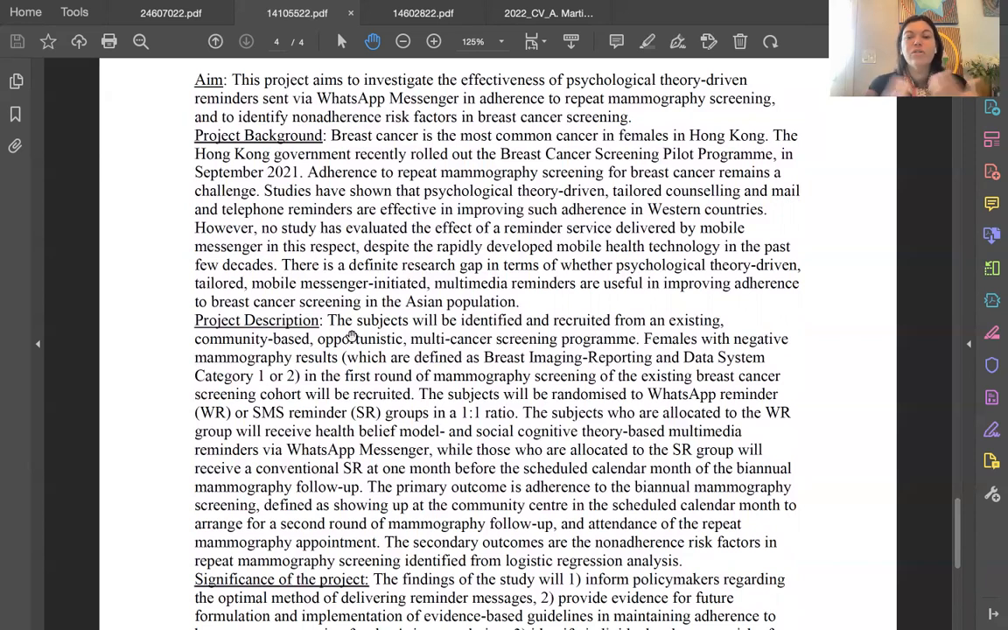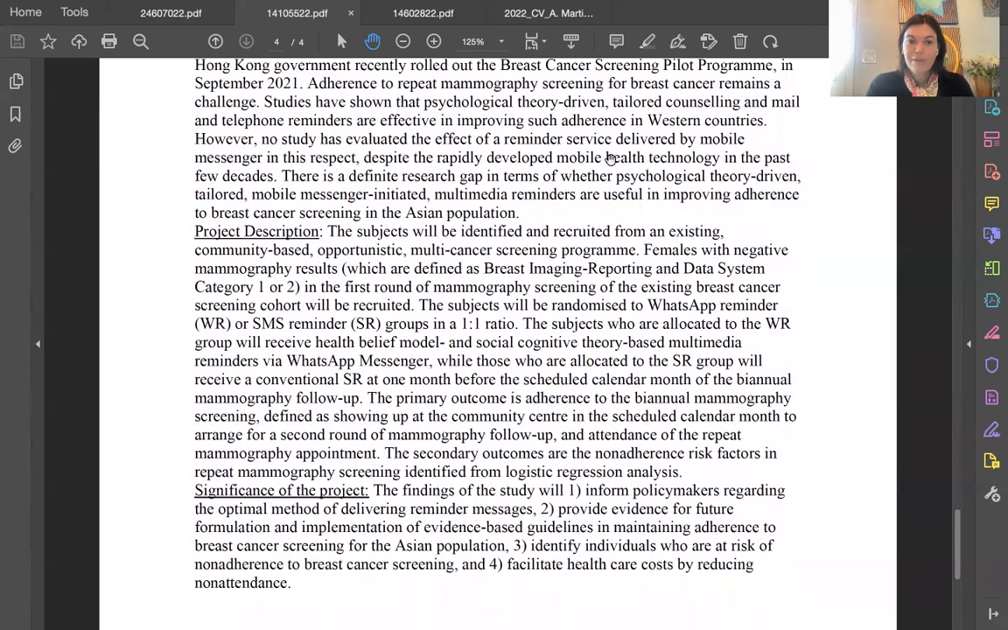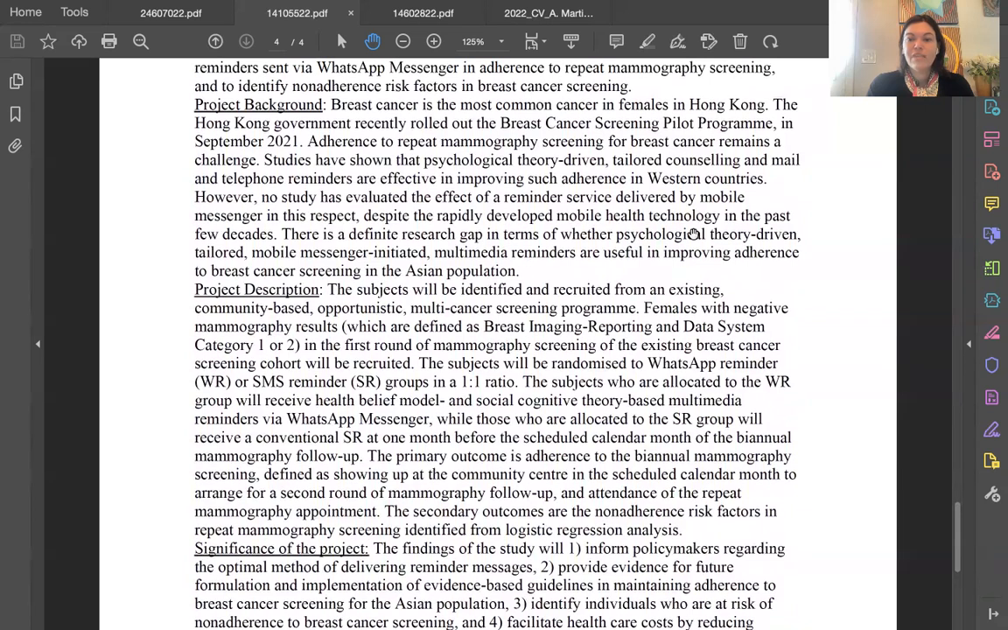I also want you to pull out the difference between psychological driven tailored counseling and mail and telephone reminders, those are two different interventions, right? They may connect to each other, but that's concerning. I didn't like that. However, no study has evaluated the effect of a reminder service delivered by mobile messenger in this respect, despite the rapidly developed mobile health technology in the past few decades. There is a definite research gap in terms of whether psychological theory-driven, tailored, mobile messenger-initiated multimedia reminders are useful in improving adherence to breast cancer screening in the Asian population.